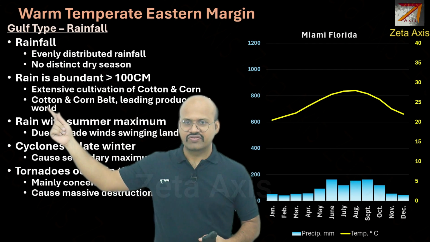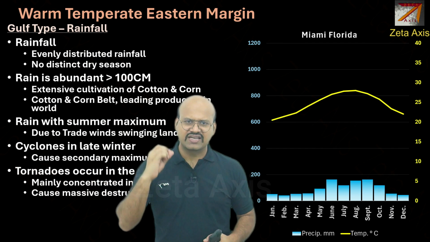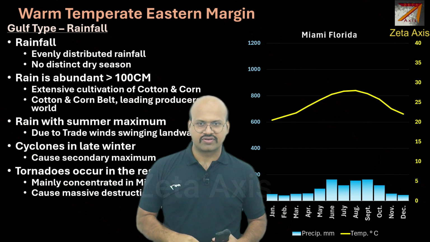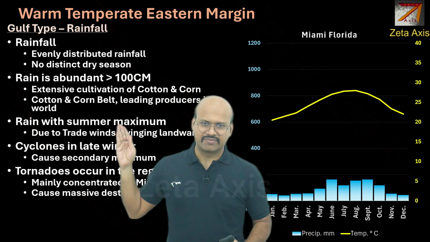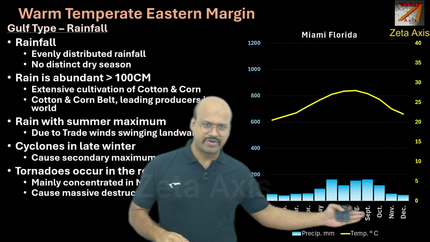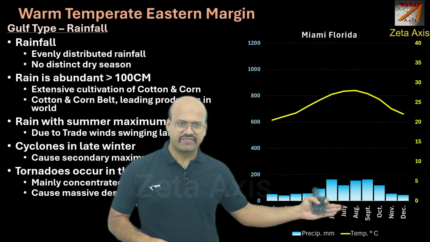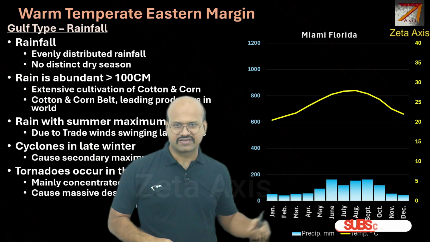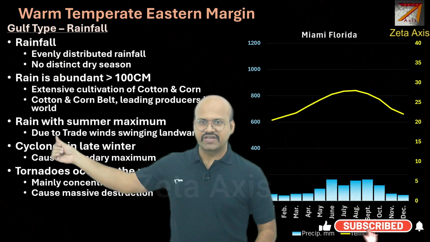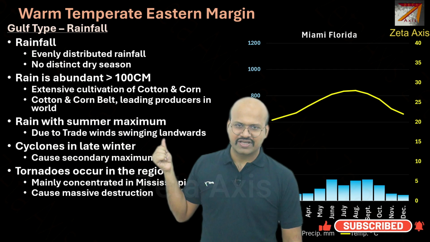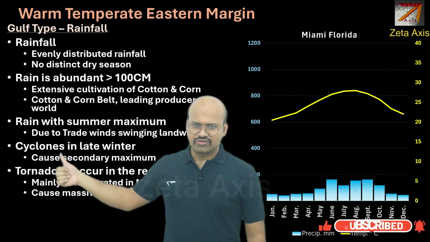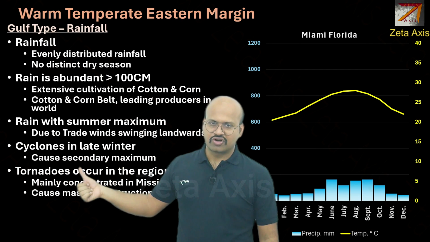These regions are called the cotton and corn belt, and they are the leading producers of both cotton and corn. Rain has a summer maximum. We can clearly see these are the summer months in the northern hemisphere, and we have maximum rainfall in these months. Here we can see it is because of the trade winds swinging landwards. Cyclones occur in late winter, which causes a secondary maximum.